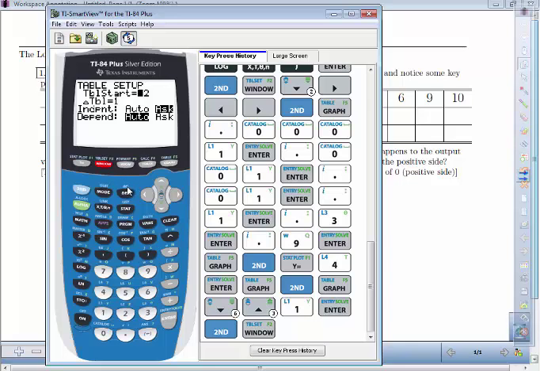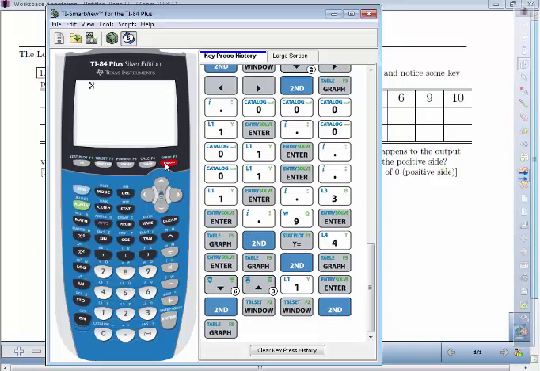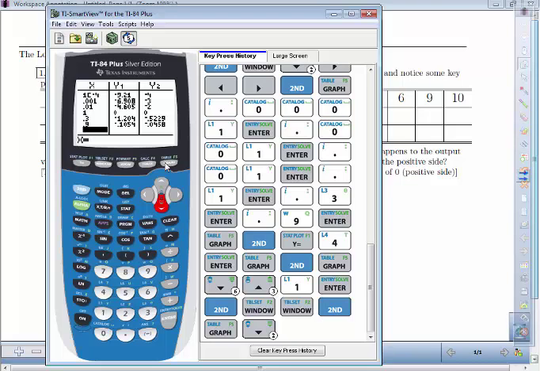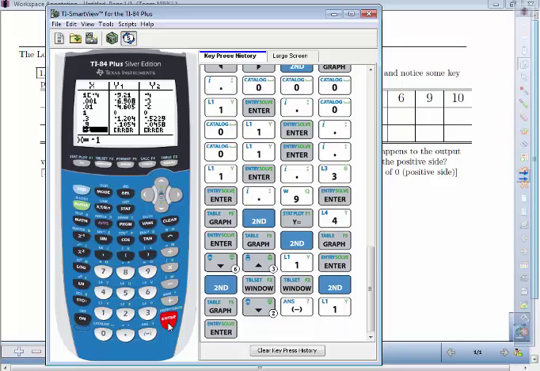So the graphs, we can adjust the window for the graphs. Oh, what were we doing? I think we're putting in certain values. Let's go back to the table, second function and graph. And then let's put a -1 here. So remember that if you put a negative number, it's this negative sign down here. And then 1, enter. What happened?